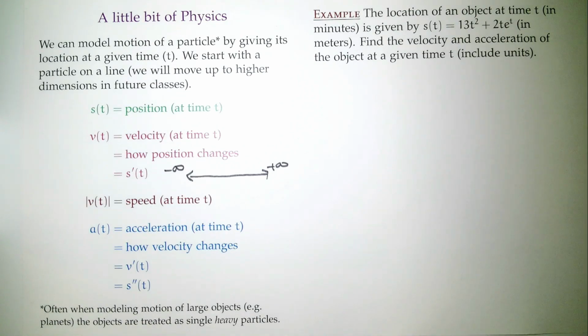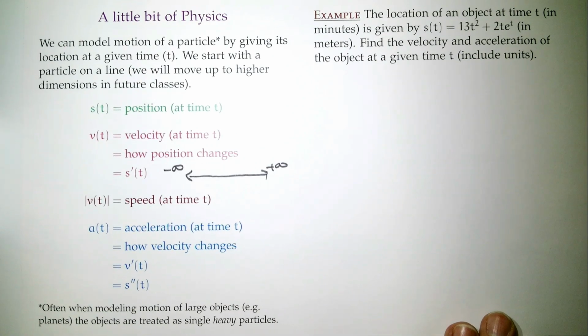All right, so here we go. We'll do some examples. The location of an object at time t, where t is measured in minutes, is given by s of t equals 13t squared plus 2t e to the t, and that's measured in meters. Find the velocity and acceleration of the object at a given time t, and make sure to include units. I will say that I have a tendency not to include units unless I'm told. However, make sure that if you're told to put units, you put the units. Because if you're instructed to put units and you don't, you'll lose points. And our goal is we want to get all the points. Got to get them all. Only then can we become a calculus master.